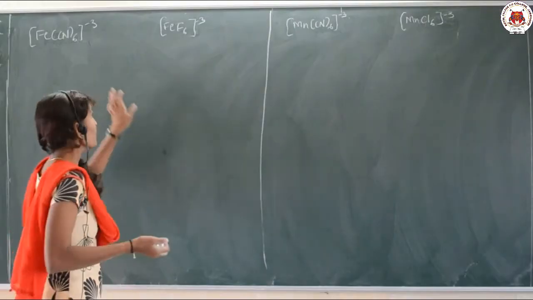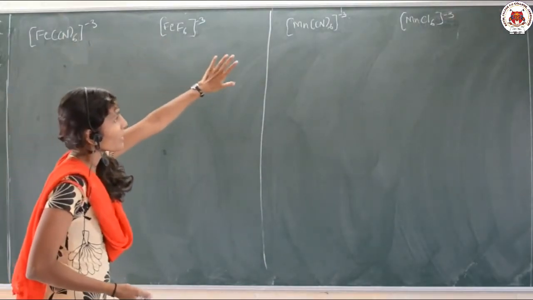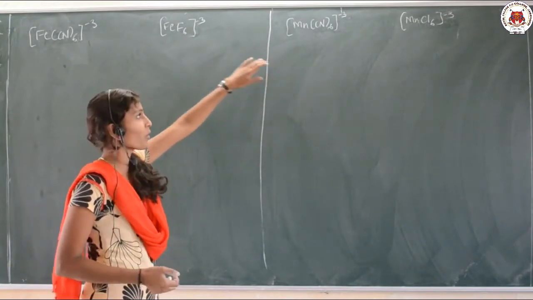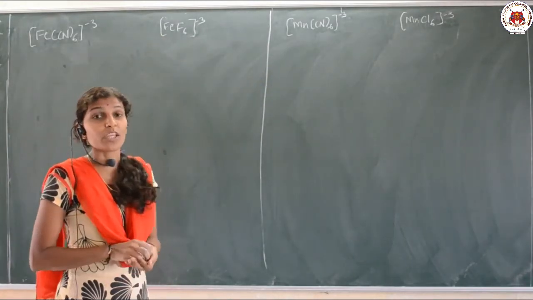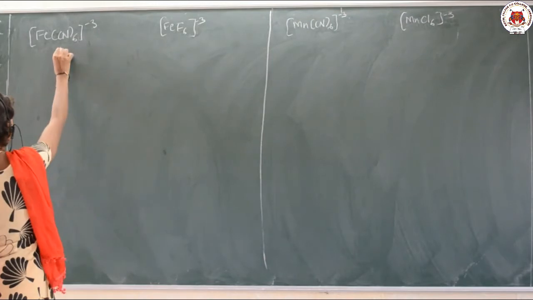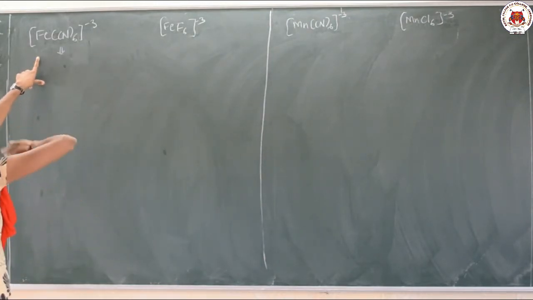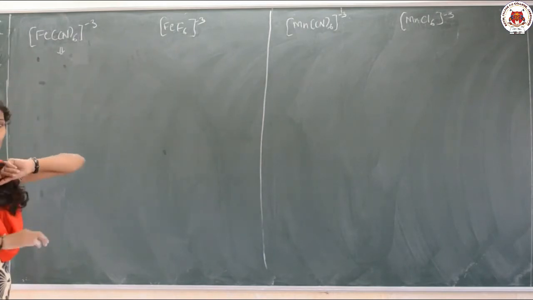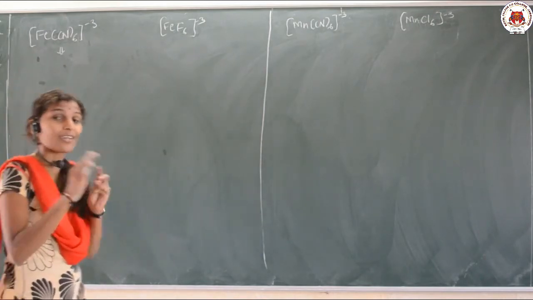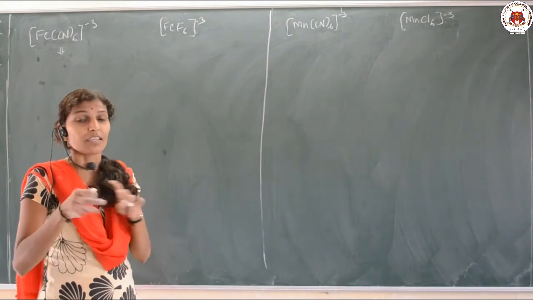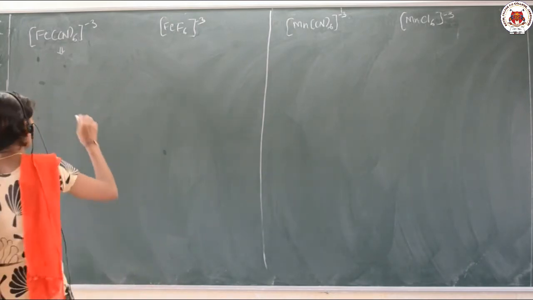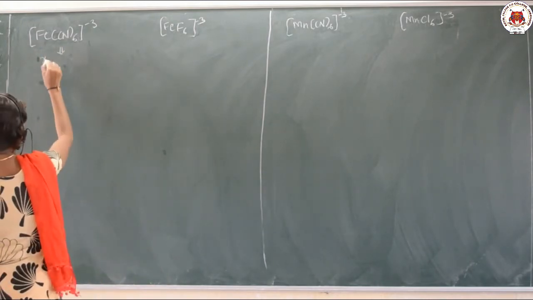So, see here we are taking a few examples. Here we need to find the magnetic property of this complex on the basis of the given formula. Just look at this complex here. First, you need to find the oxidation state of the Fe, because I want the electronic configuration, I want to remove the outer electrons. So, I need to find the oxidation state of the Fe.